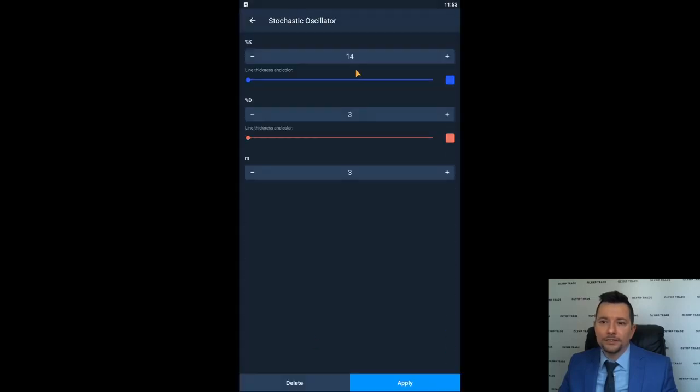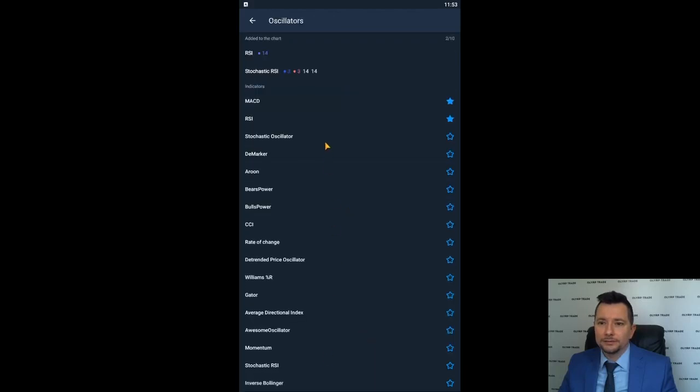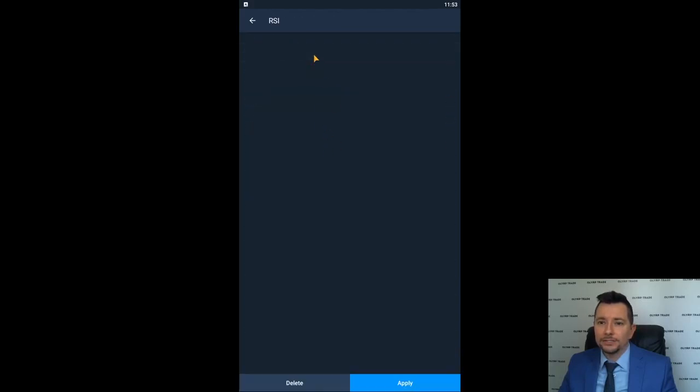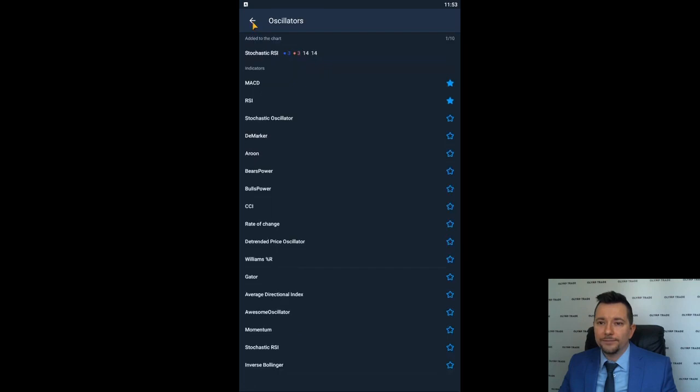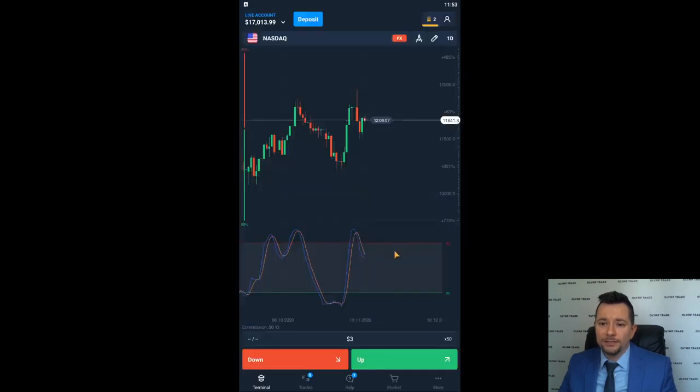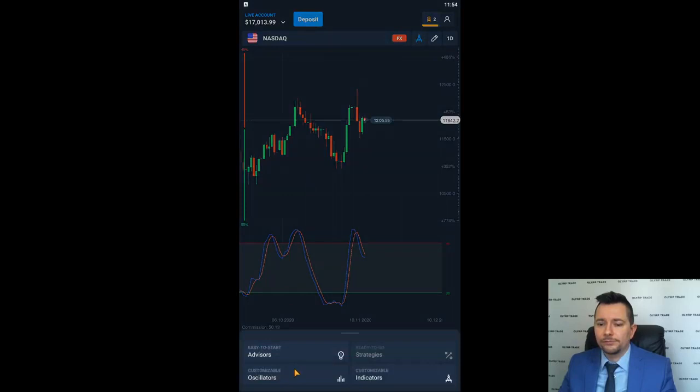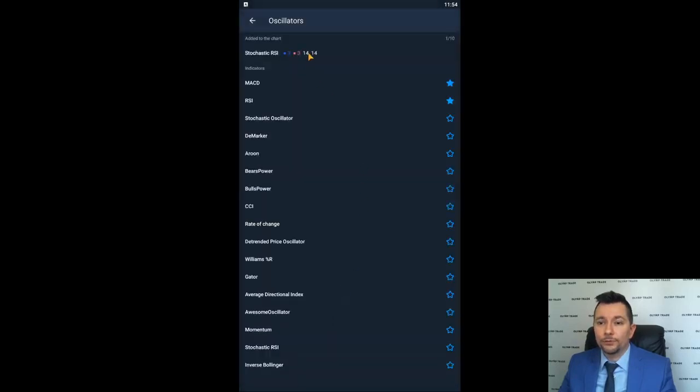Let's get rid of all the other indicators and just focus on the stochastic RSI. So you want to keep the options standard at, I believe it was 14, 3, 3.